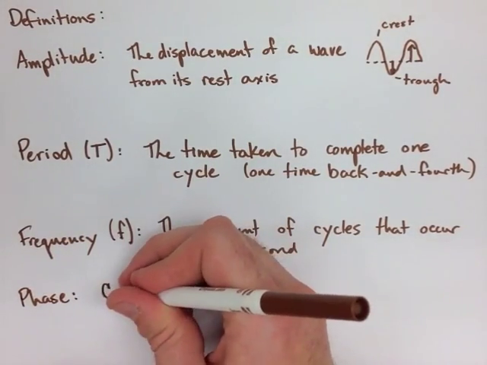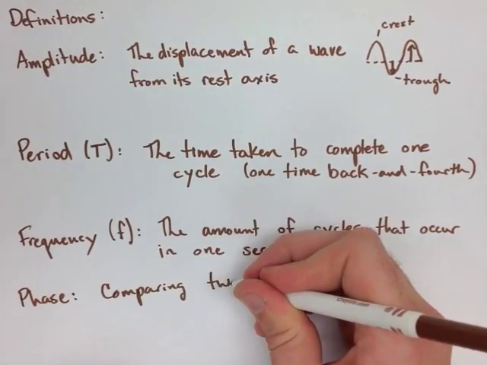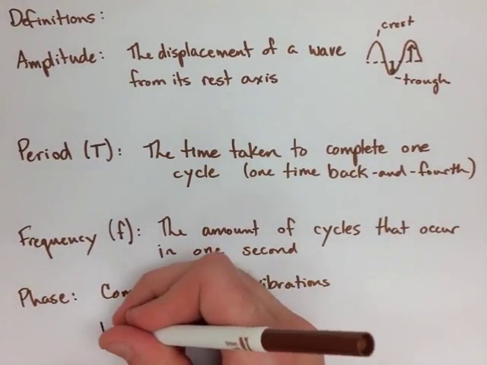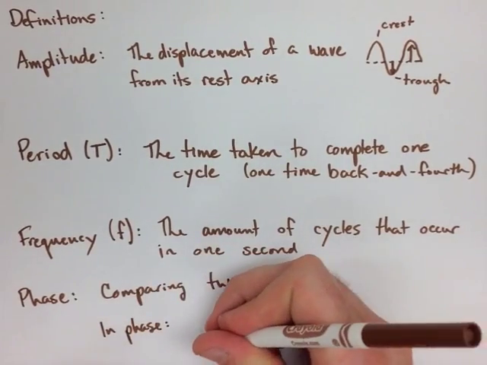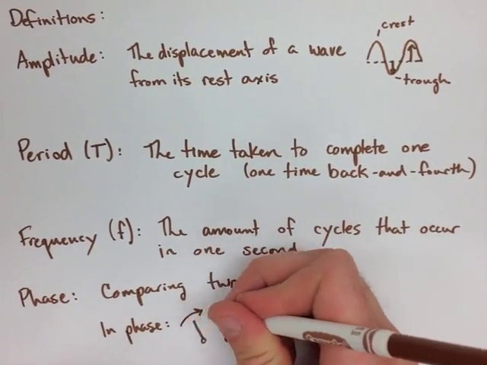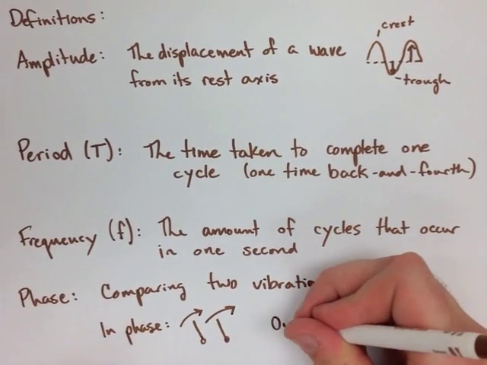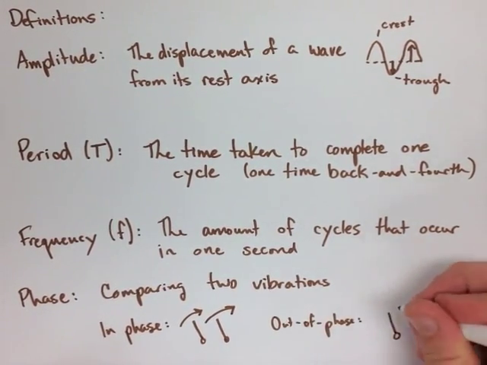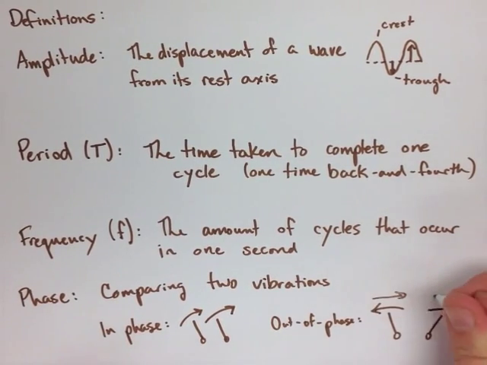Finally is phase. Now things are either in phase or out of phase. To compare these two, we're going to imagine windshield wipers. Now if they're in phase, the two wipers are going to go together. If they're out of phase, they're going to oppose each other or really do anything else other than going together. They could go together, away from each other, it doesn't matter as long as they're not moving together.